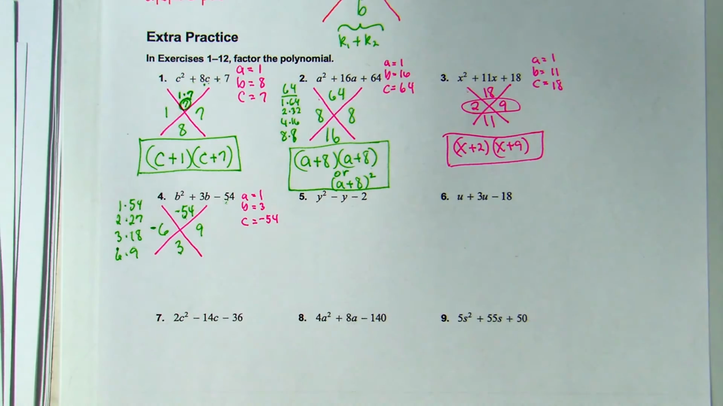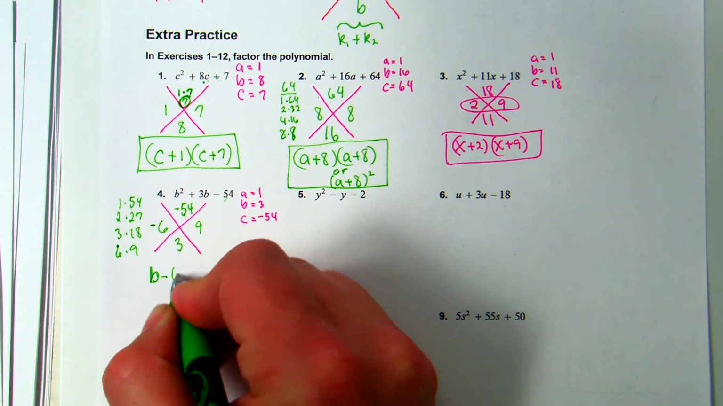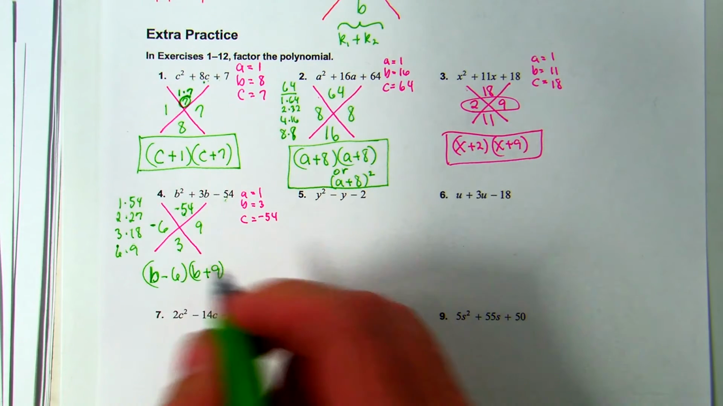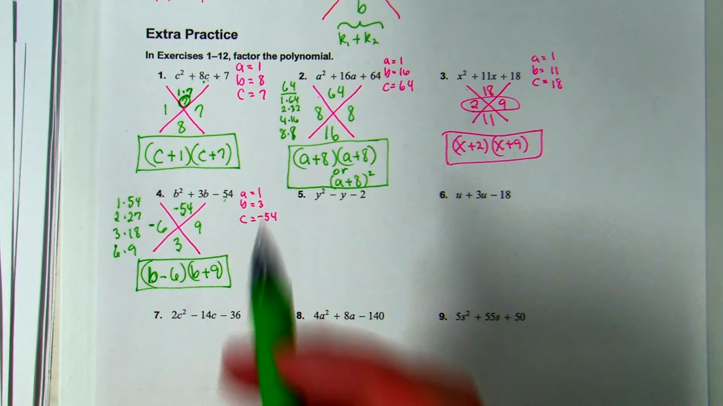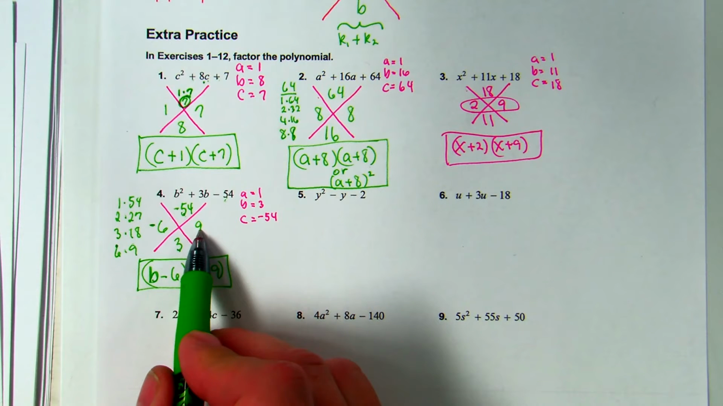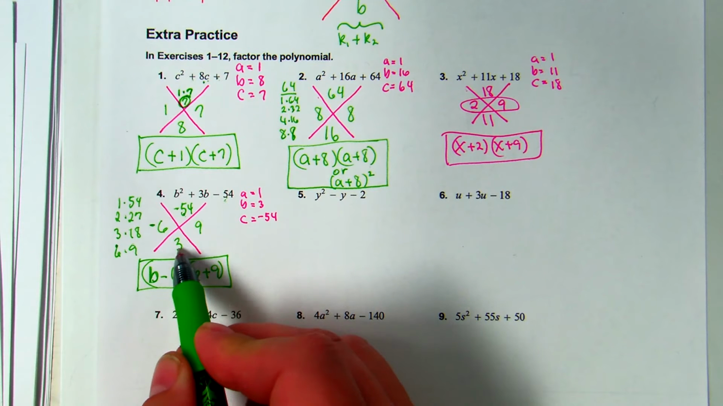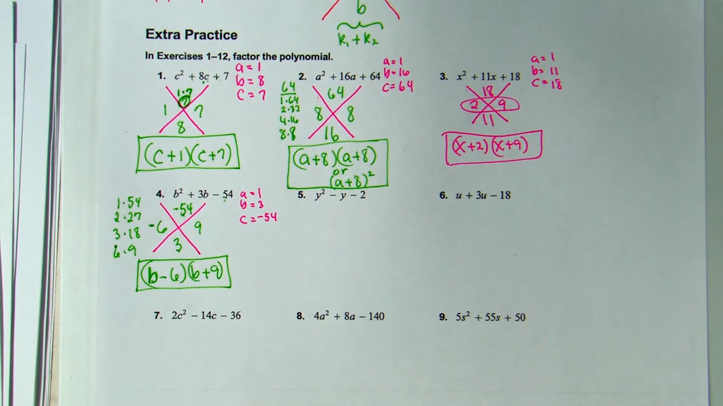The larger term has to be positive as well. So we're going to have b minus 6 times b plus 9. And that should be my answer for number 4. I found out that these two factors of 54, when subtracted, would be a 3. I applied the sign of the b term to the larger of the two, so then the other one had to be negative in order to get a negative 54, and then there's my answer for the factored terms in two binomials there to get to this trinomial.